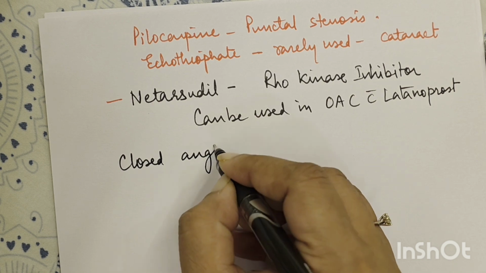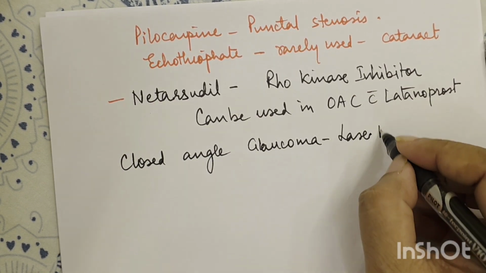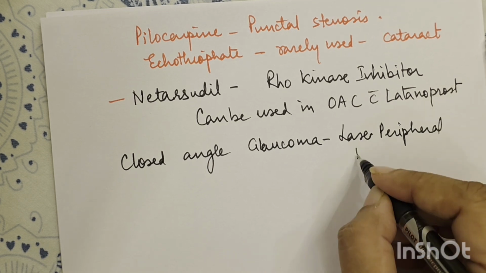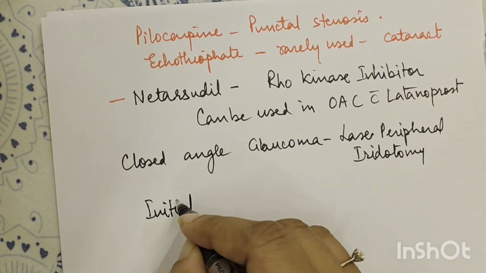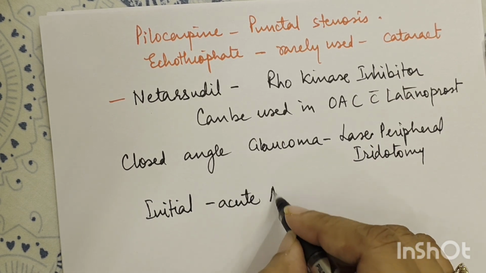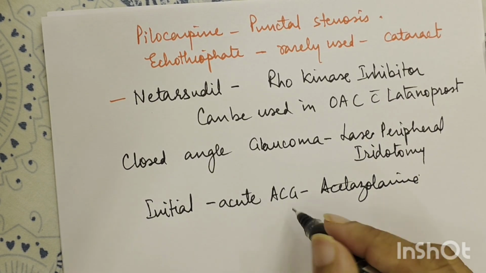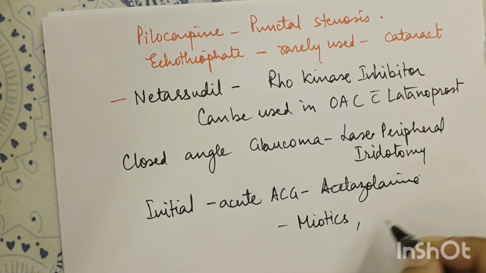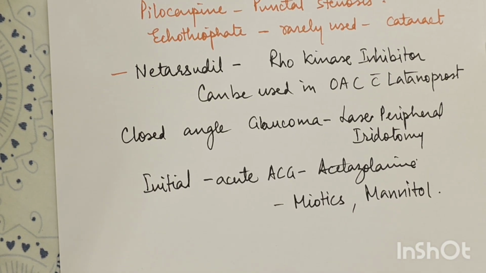If the patient has closed angle glaucoma, then what is the treatment? Laser peripheral iridotomy. And the initial management of acute angle closure glaucoma is acetazolamide, which will reduce the intraocular pressure. You can use miotics like pilocarpine, and you can use mannitol. So this is about glaucoma.